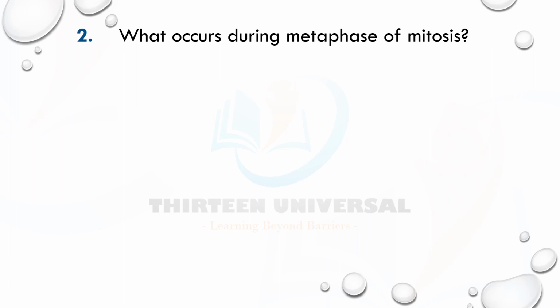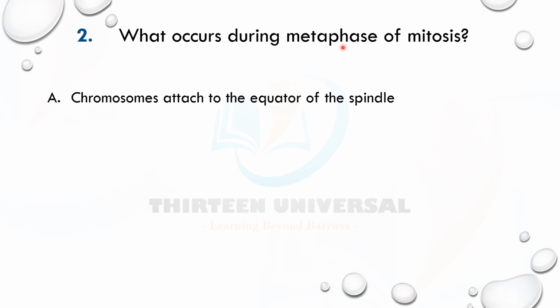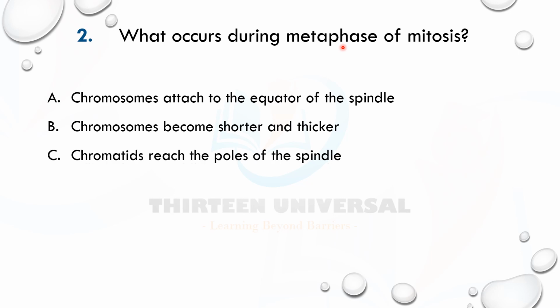Let's go to the next question. What occurs during metaphase of mitosis? Chromosomes attach to the equator of the spindle. Chromosomes become shorter and thicker. Chromatids reach the poles of the spindle. Each chromosome forms 2 chromatids. What do you think is the answer?